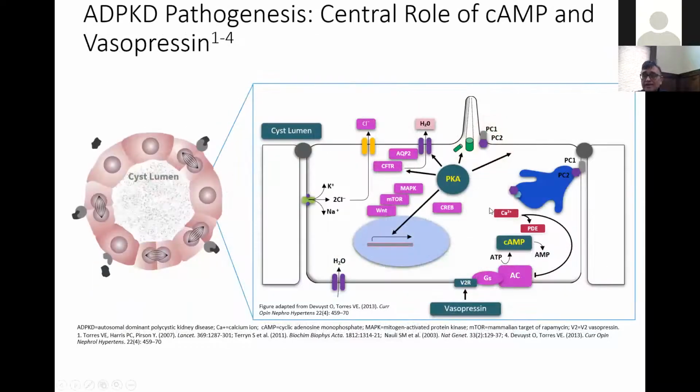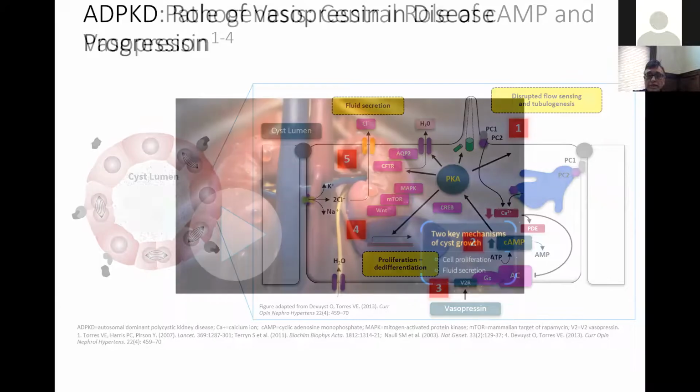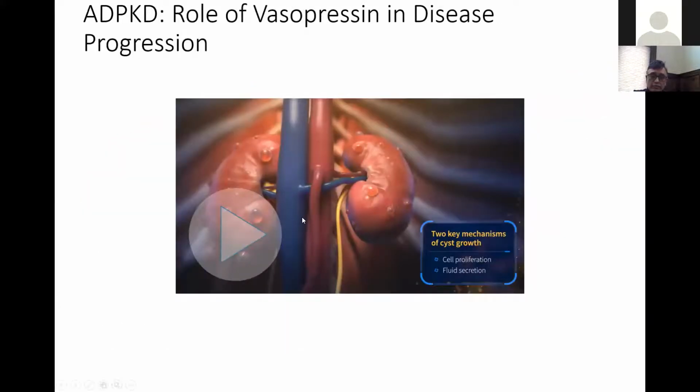Now, this is my slide from when I was on a training grant. What is causing polycystic kidney disease? Is it disrupted flow sensing and tubulogenesis? Is it the cyclic AMP causing proliferation of the cyst? Is it vasopressin? Is it the proliferation and differentiation pathway involving mTOR, or is it fluid secretion due to the chloride channel, as in cystic fibrosis? Now, this is a good slide that I hope I can put up.